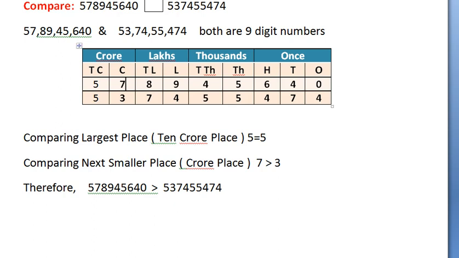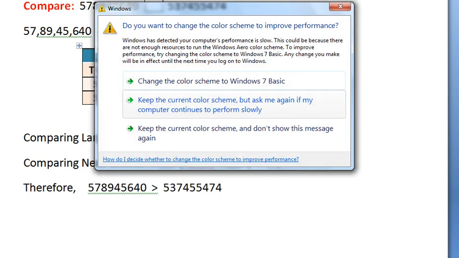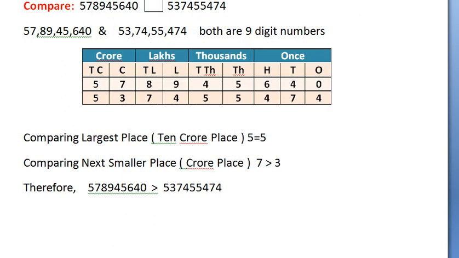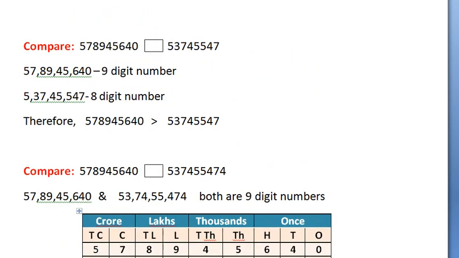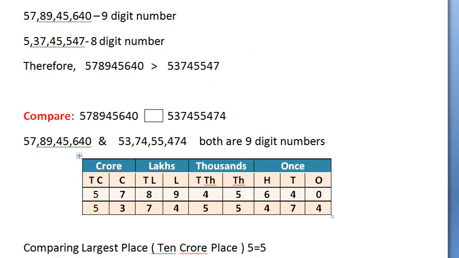Therefore, the first number, which is 57,89,45,640, is greater than 53,74,55,475. Now, let us go for ordering the numbers by using the place value chart.